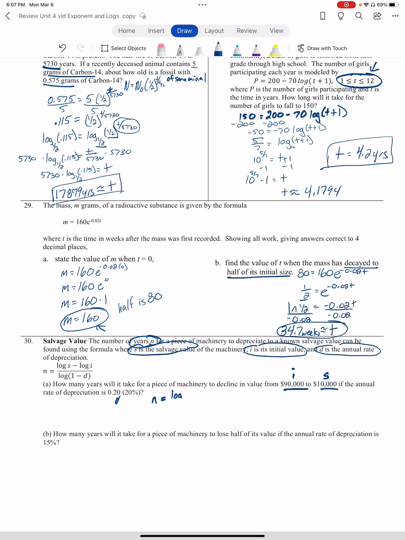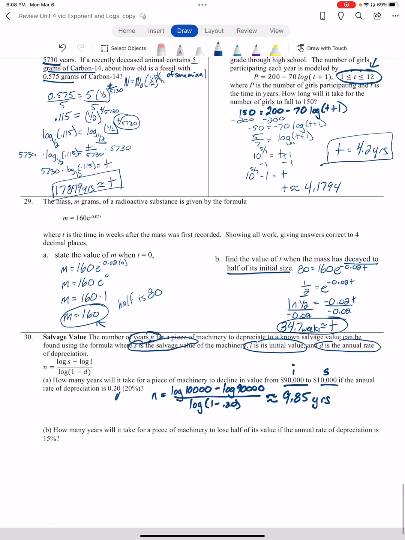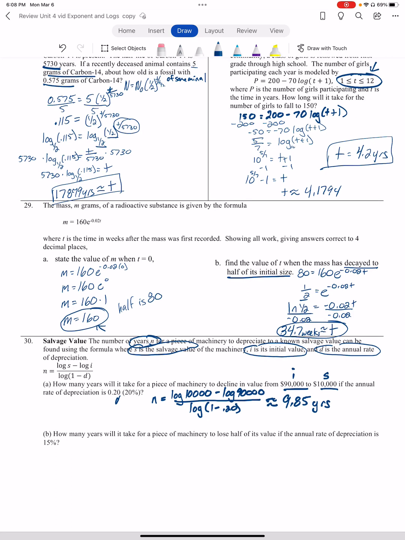So this is the log of 10,000 minus the log of 90,000 divided by the log of 1 minus 0.20. And if you just put that in a calculator, you get approximately 9.85 years. Okay, and then last but not least, it says how many years will it take for a piece of machinery to lose half its value? The annual rate of depreciation is 15%.